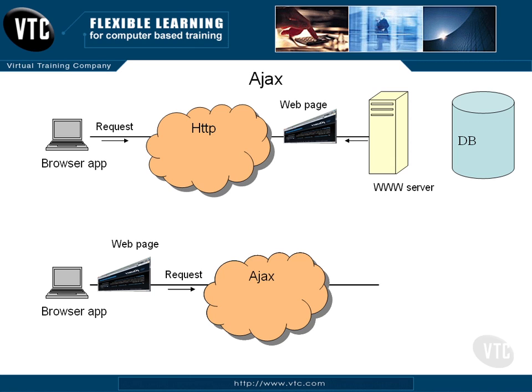The words asynchronous, JavaScript, and XML make the acronym Ajax. Using Ajax, we create an XML request object and send the request. This allows our web pages to be updated asynchronously by exchanging small amounts of data with the server behind the scenes. This means that it's possible to update parts of a web page without reloading the whole page.